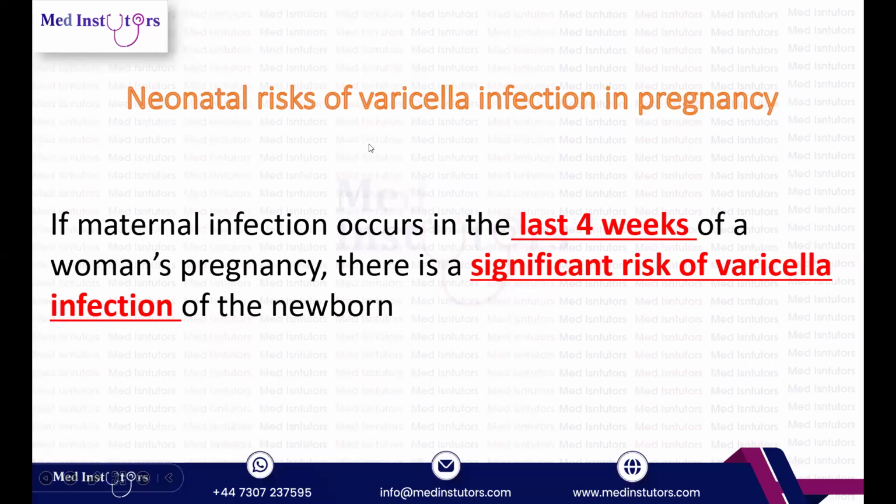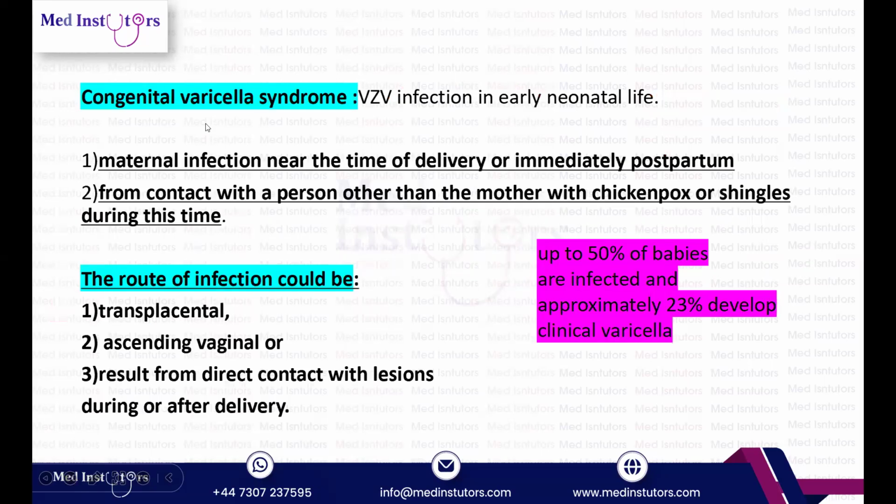That is important. If a woman's infection occurred in the last 4 weeks of pregnancy, the last 4 weeks, there is a significant risk of varicella infection of the womb. So you have to take care of these babies. That would lead to the congenital varicella syndrome. That is a syndrome or infection occurring in the early neonatal life.